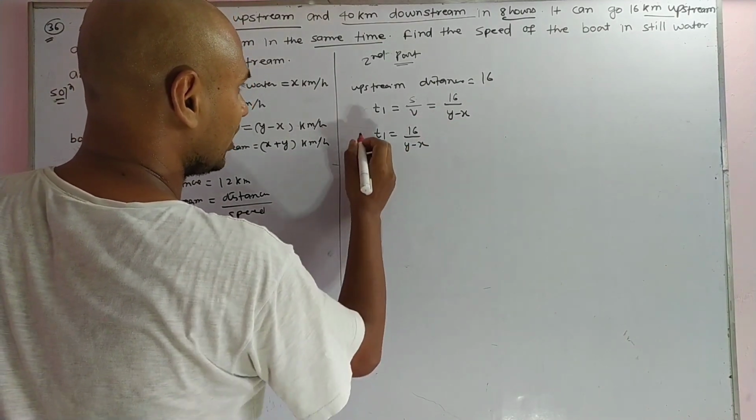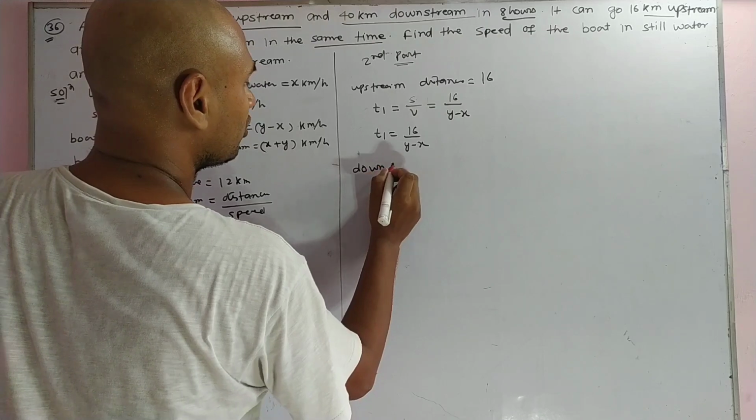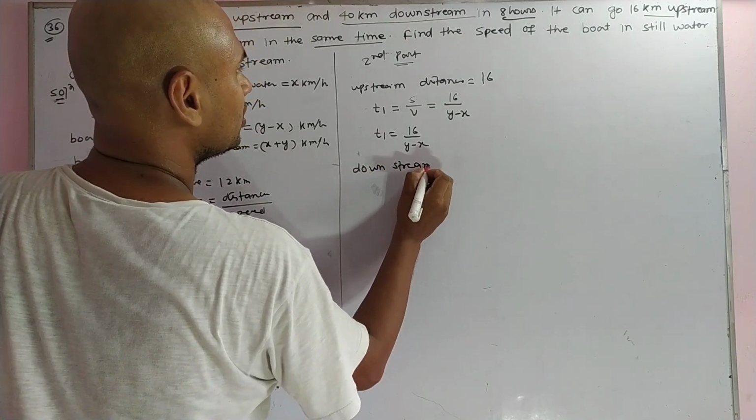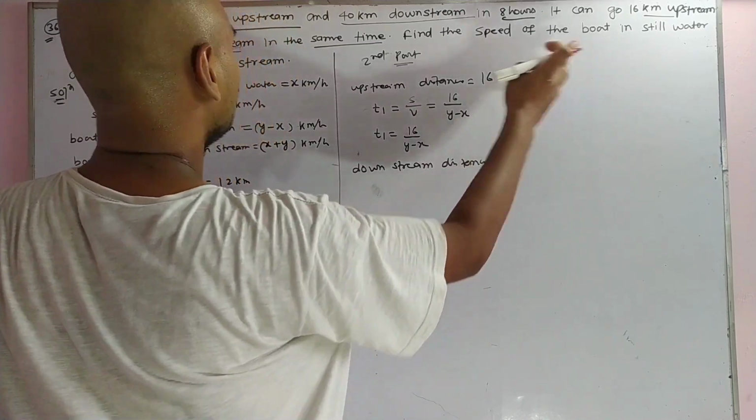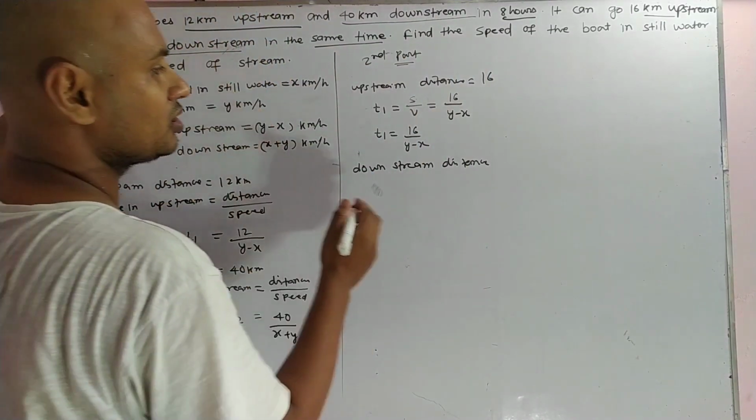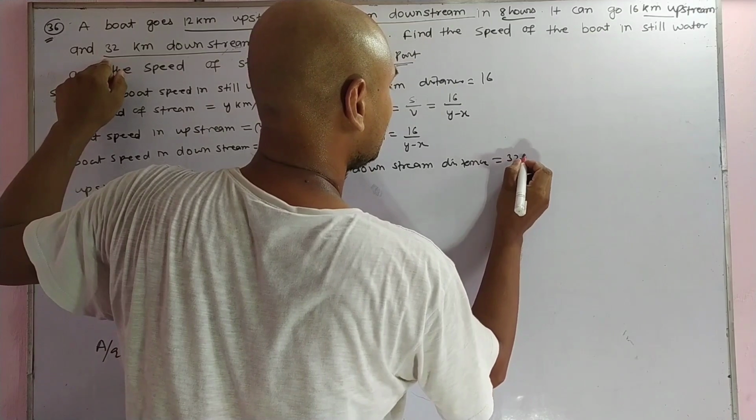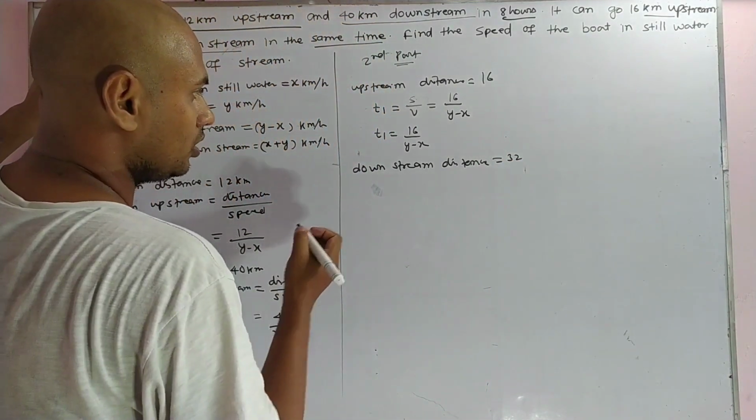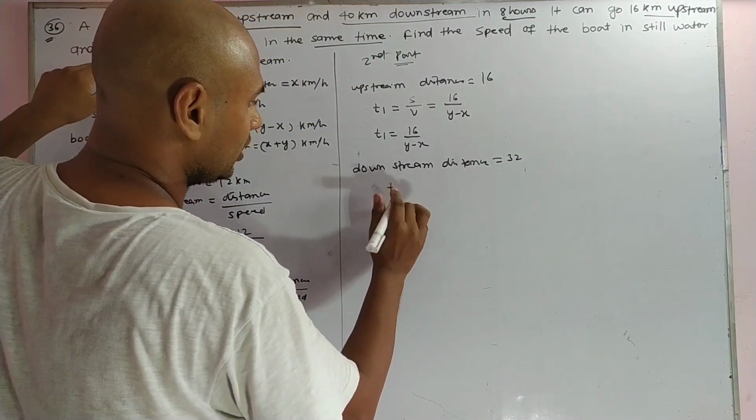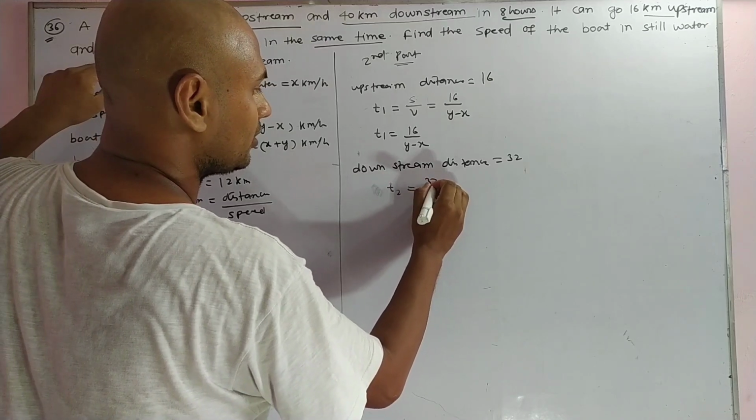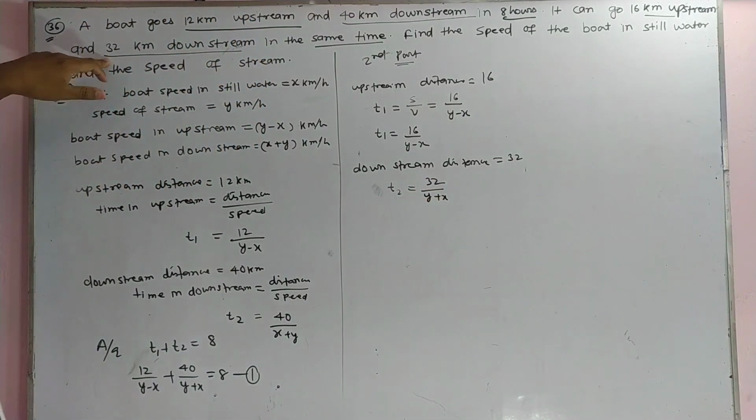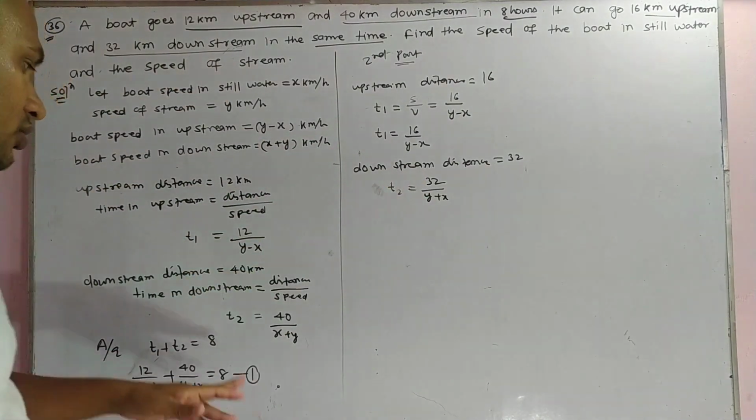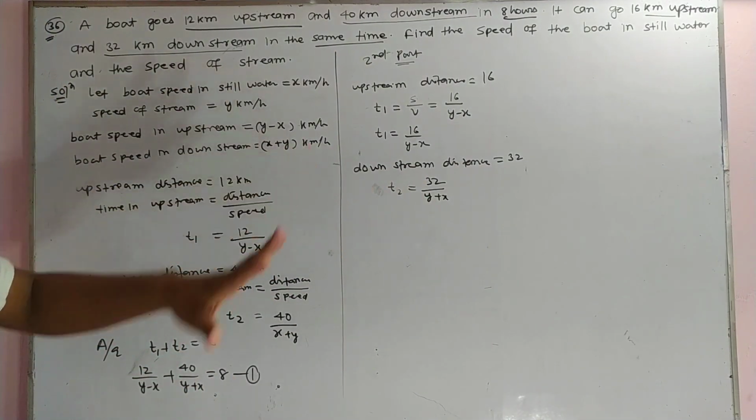Again, if asking for downstream, then in downstream, what is the distance? It tells us 30 km, okay, 32. If asked for t2, then you can write directly 32 divided by y plus x, that is distance by speed. Speed in downstream is equal to x plus y.